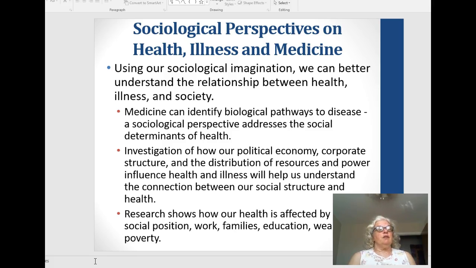And we need to look at the political economy, the corporate structure of healthcare. Medical sociologists look at health in the family. They look at health in the general society, how it makes a difference. They look at the system of medicine itself. We study pecking orders within that social system, just as we do in the family and other areas. And we really look at how health affects our social position, our work, our family, our education, and how it ties into those topics we've already addressed.